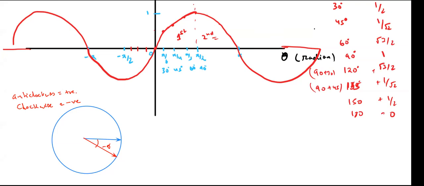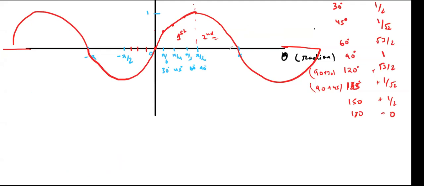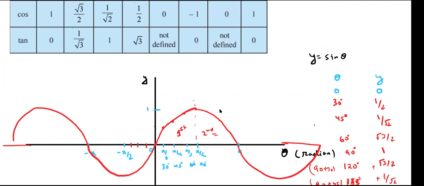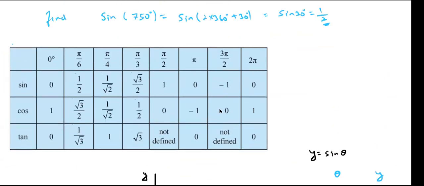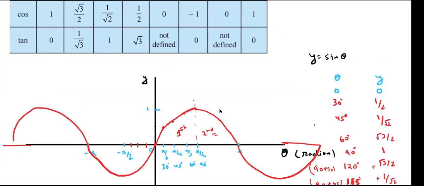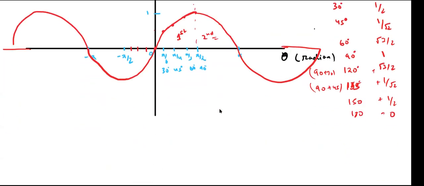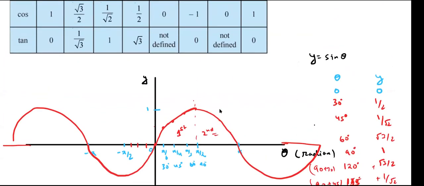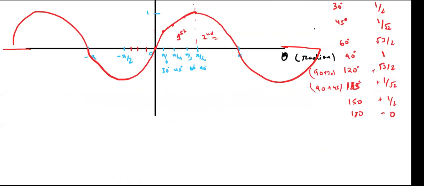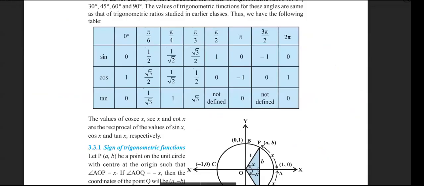Okay, so this is the graph of sine theta. Now, in the similar way, can you draw the graph of cos theta and tan theta? We just plot points, from minus pi to pi or 0 to 2 pi, however you want to do it. Can you do that? Tell me, did it make sense?